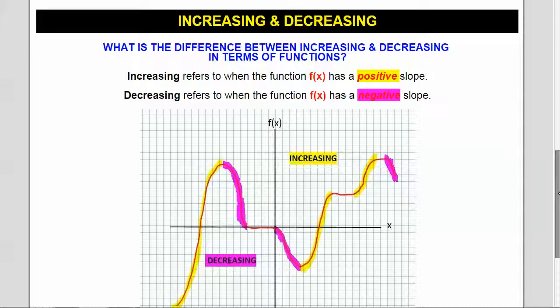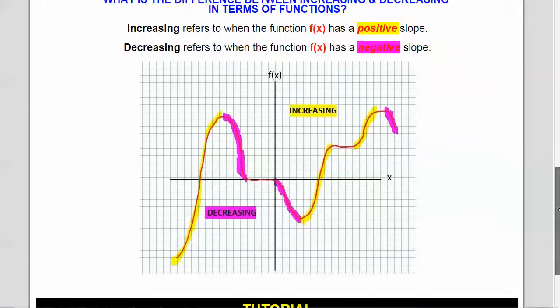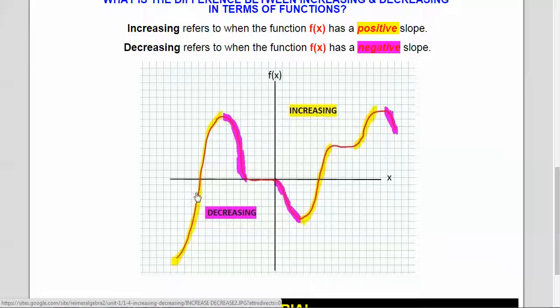If we're talking about increasing and decreasing, all this means is you're just referring to slope. And so you can see from left to right that the graph is always rising over here. So in yellow here, we would say the graph is increasing. As I go to the right, it's increasing. Now right at this point, it starts decreasing. And so that's why I'm putting it in purple.